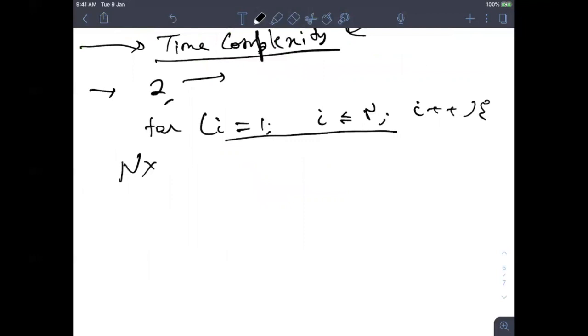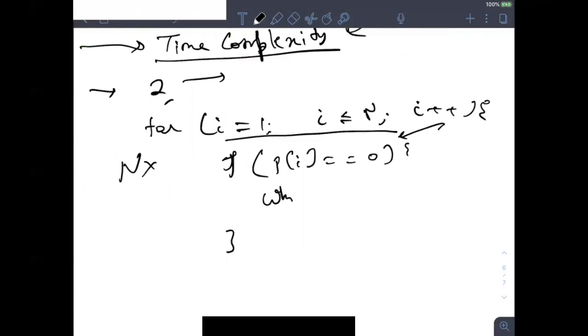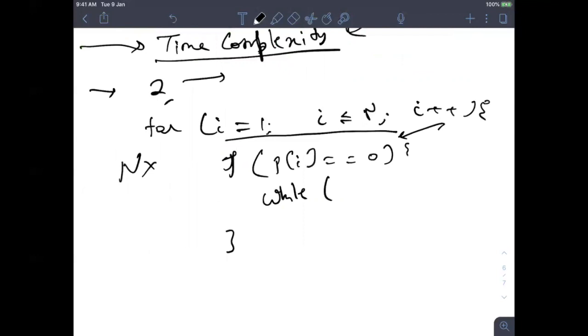So it is n into something. Inside this, we are doing: if p of i is equal to 0, basically if it is a prime, we are running a loop over its multiples, which is i into j, and marking them. Quite simple. So if i is a prime, mark multiples.